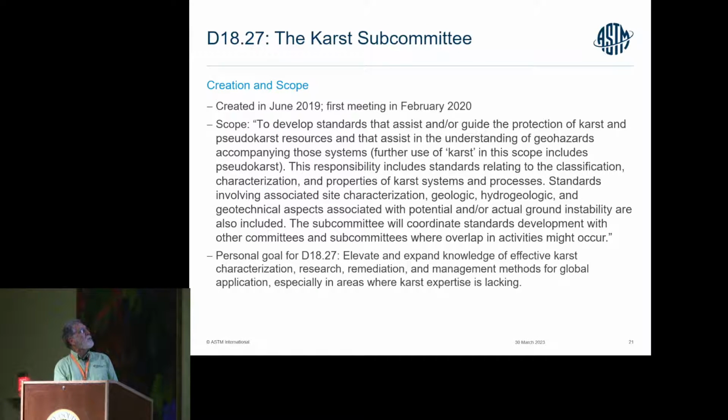Standards involving associated site characterization, geologic, hydrogeologic, and geotechnical aspects associated with potential and or actual ground instability are included, and we'll coordinate with standards development with other committees and subcommittees where there might be overlap. Now, that's the scope. That's the goal of ASTM D1827.